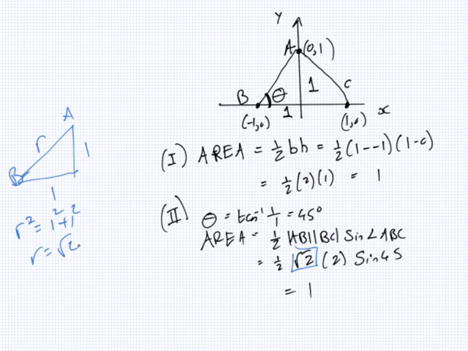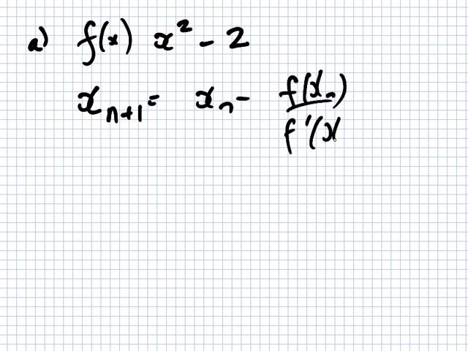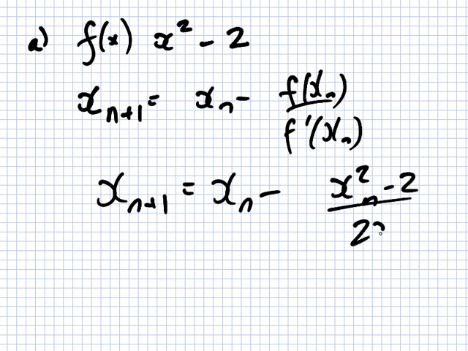Okay. We'll look at task 4 now. Choose any value for k. And I said you should use 2. So k squared minus x squared minus 2 squared. Okay. Use Newton-Raphson once. So we have x n plus 1 equals x n minus f of x n over f derivative of x n. So x n plus 1 equals x n minus x squared minus 2, over 2x there.